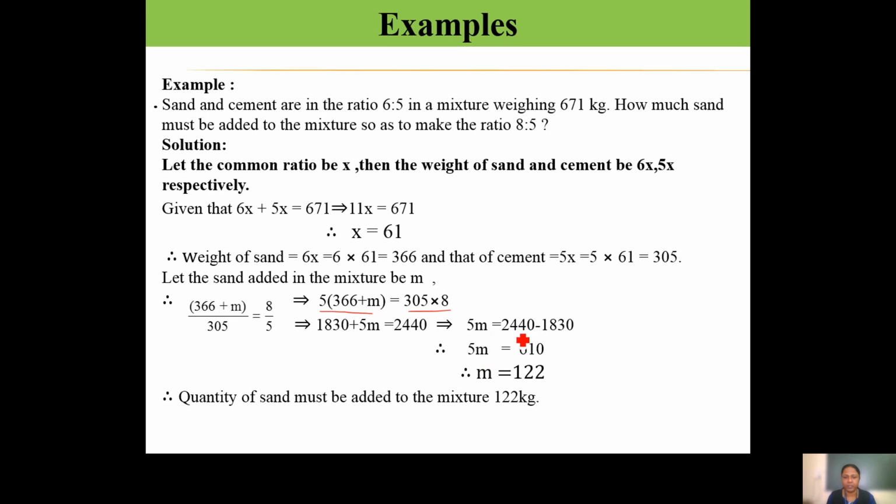So here we'll get 5m equal to, doing the subtraction, 610. Then dividing by 5, we'll get the value of m as 122. So the quantity of sand that must be added to the mixture is 122 kg so as to make the ratio of the mixture 8:5.